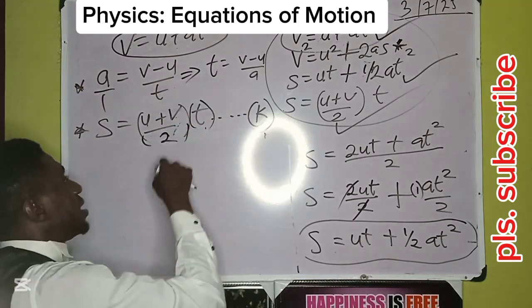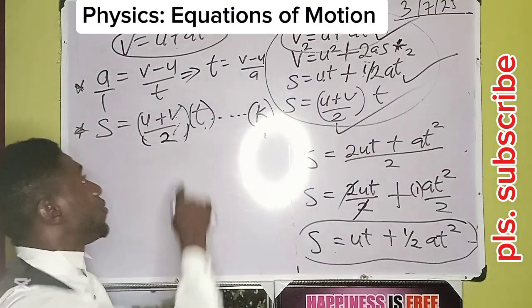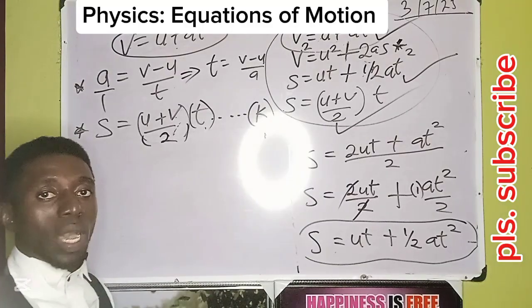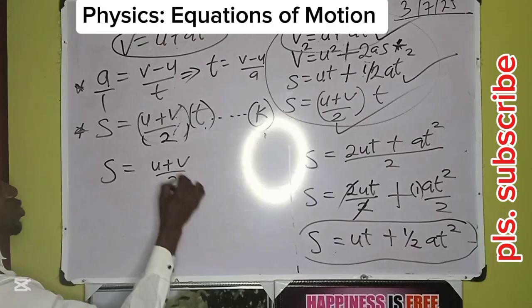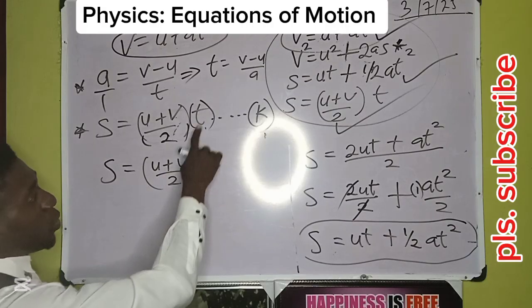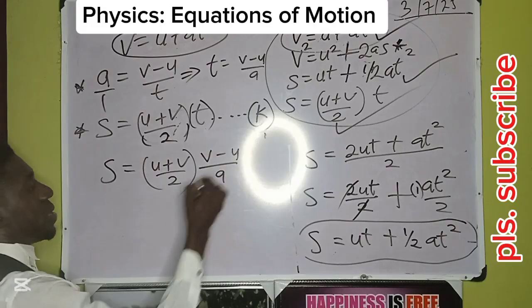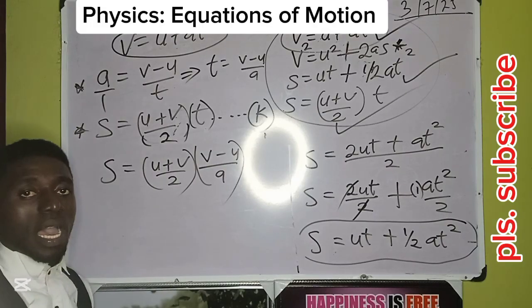Now we'll substitute t in that same equation. In the previous time, we substituted v. This present time, we are substituting t. Then let's go ahead. S is equal to u plus v over 2. Then instead of putting t, we'll put v minus u over a. Then we'll go on with the expression.